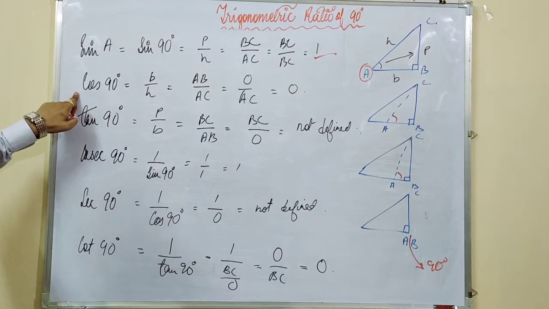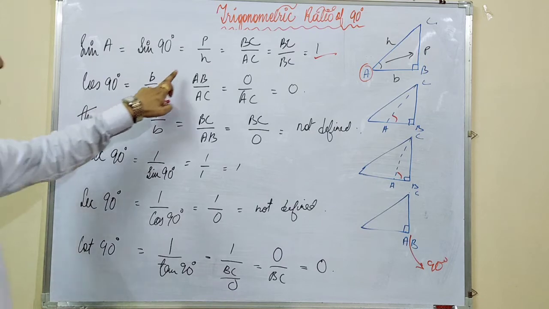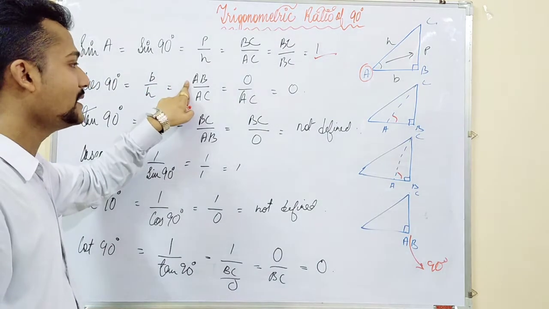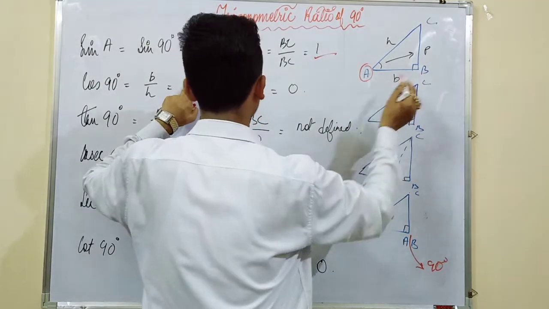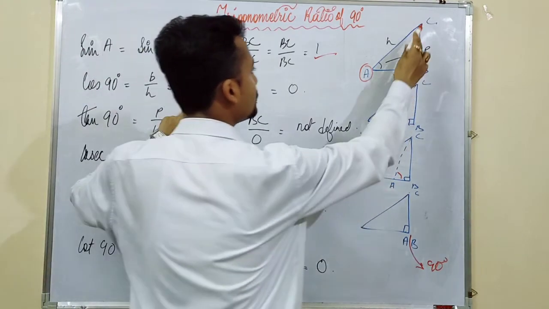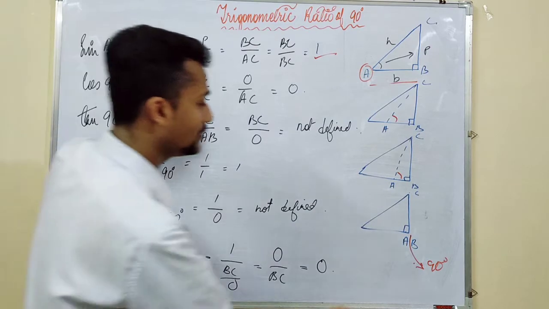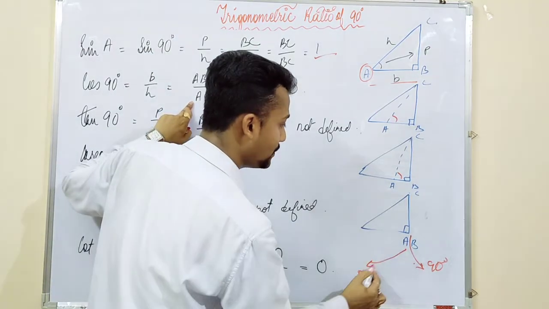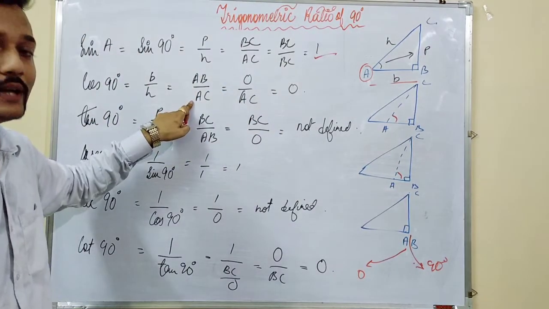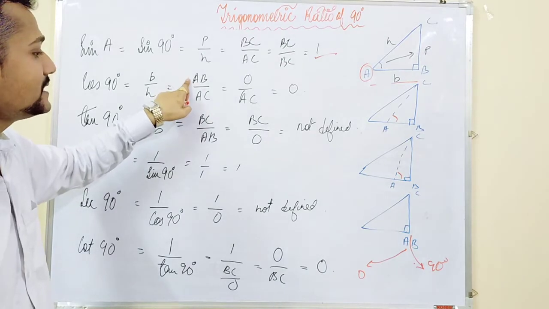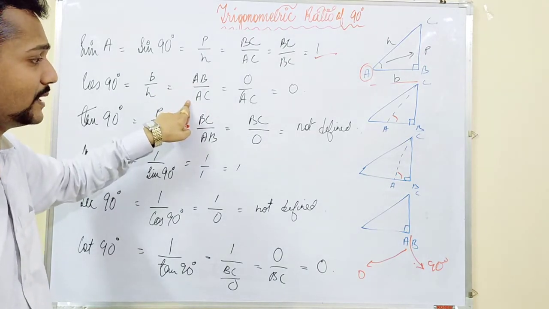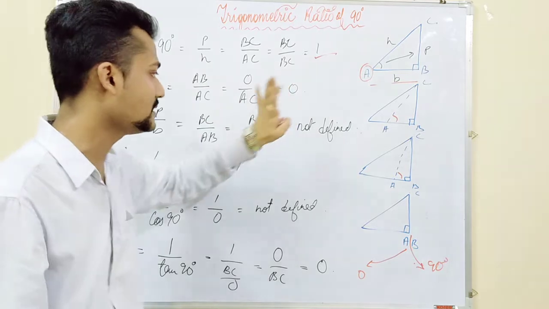Next comes cos 90 degree. Cos 90 degree is equal to B by H is equal to AB by AC. Where is AB? AB is this one, and where is AC? AC is this one. Now what is the value of AB? The value of AB is equal to 0, because the angle A is equal to 90 degree. AC is equal to AC. Keep it as AC. So 0 by AC is equal to 0.